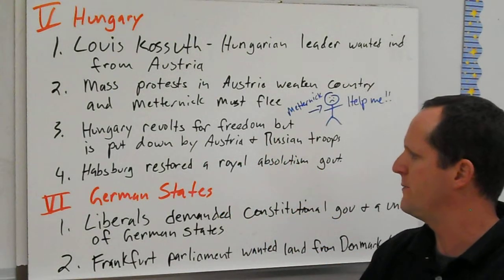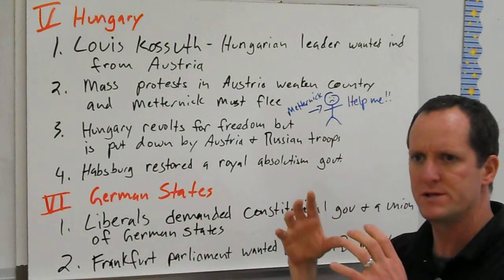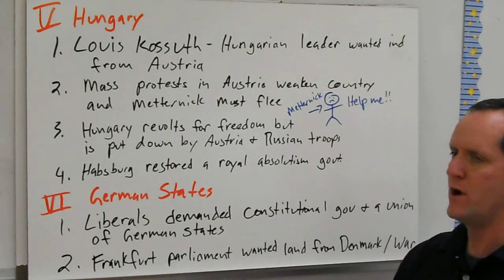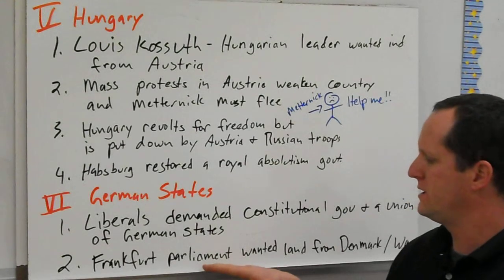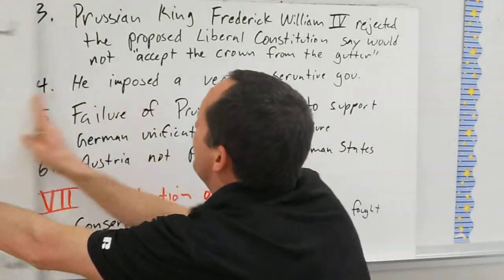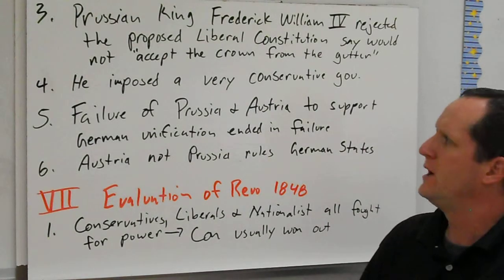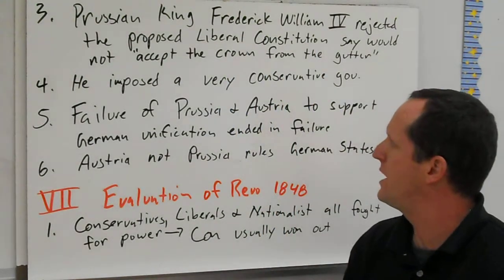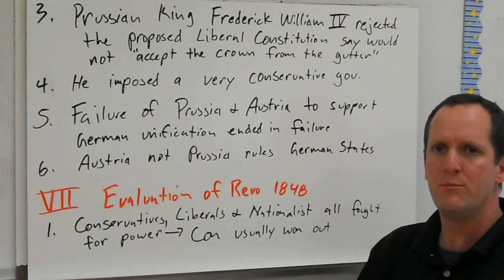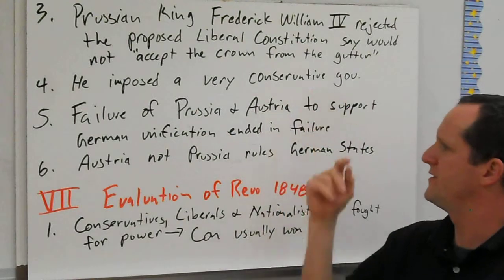So there was a time where the liberals rise up and start to gain power, but then the conservatives always come back. All right, the German states: liberals demanded constitutional government and a union of the German states. So they really wanted to consolidate the power, but it was very difficult. The Frankfurt Parliament wanted land from Denmark, so they went to war. In doing so, they bit off a little bit more than they could chew. Prussian King Frederick Wilhelm IV rejected the proposal of the liberal constitution, saying he would not accept the crown from the gutter, and that he doesn't need the people or the middle class, even the bourgeoisie, to tell him that he could be king. He imposed a very conservative government.